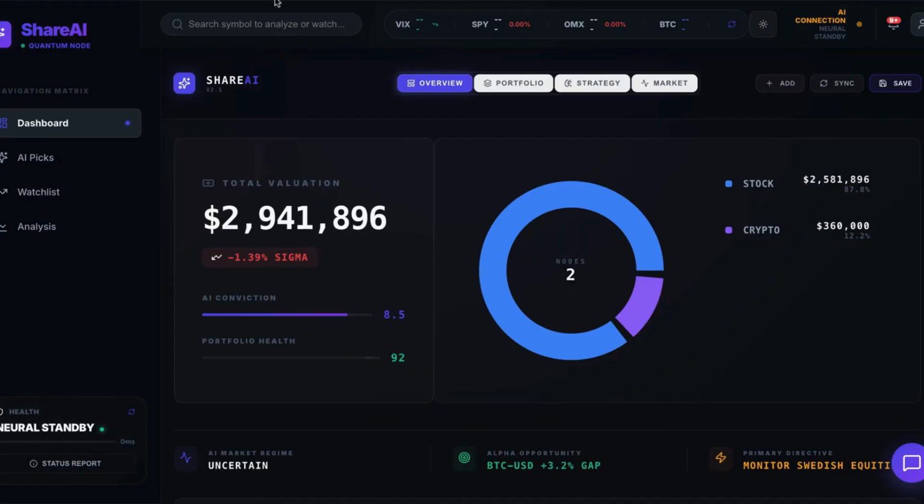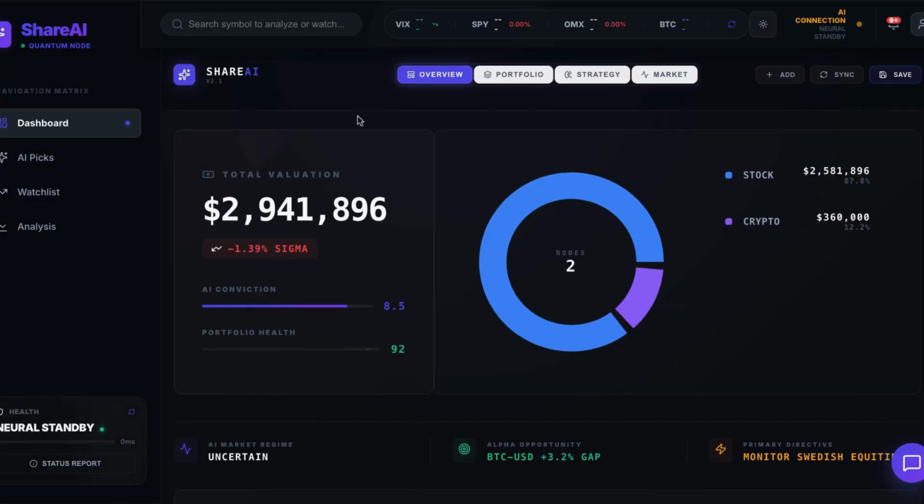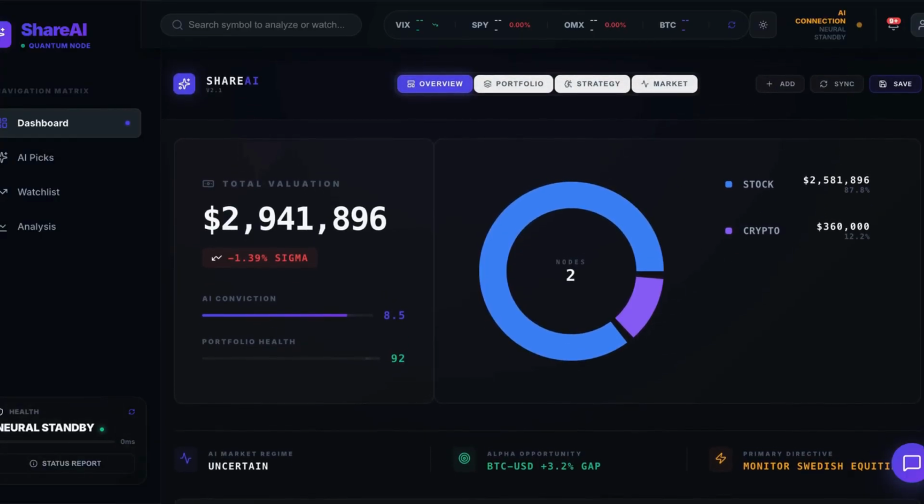ShareAI is an AI-powered portfolio management platform that helps users track, analyze, and optimize their wealth in one place. On this screen, you can see the total wealth valuation, which represents the overall value of the user's assets.